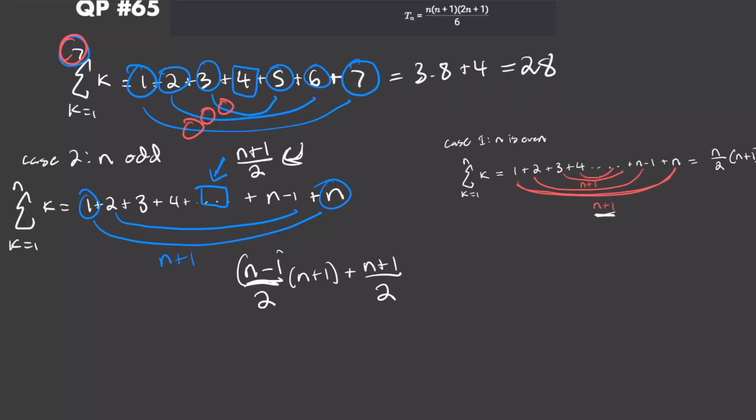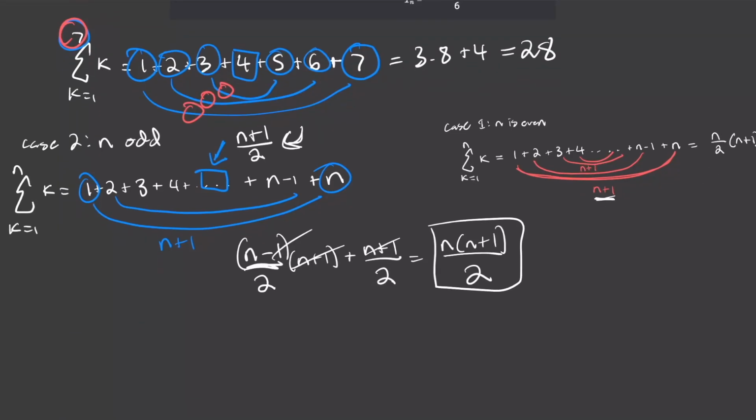Now when I simplify this equation right here, I distribute this inside here. I have n times n plus 1 minus n plus 1, and then I have a plus n plus 1, so those are just going to cancel basically, and we're just going to be left with n times n plus 1 divided by 2, which is the exact same thing that we got when n is even. So it doesn't matter if n is even or odd, we're going to have the same formula.